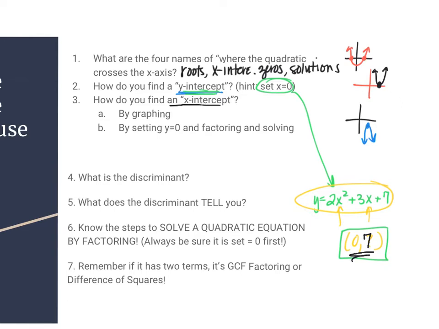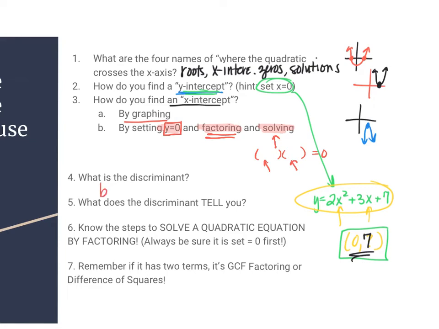How do we find an x-intercept? Well, one way is by graphing. If you graph the parabola, you could see where it crosses the x-axis. But more reliable is by setting y equal to 0, factoring, and solving. So that's when we made sure the equation was set equal to 0, we factored the quadratic, and then you set each factor equal to 0 and got your solutions.